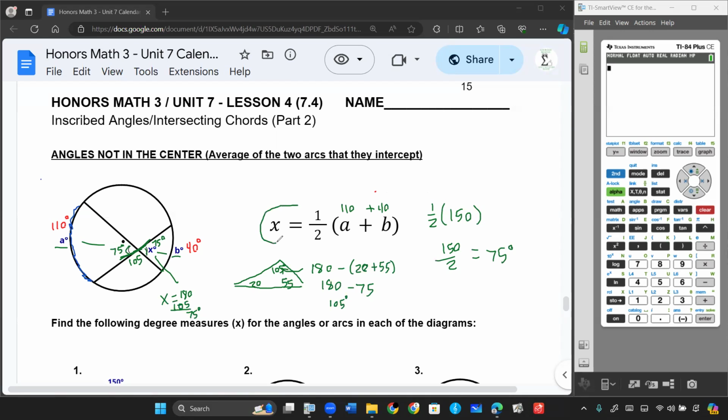So the shortcut really is just add those two arcs on the outside, divide them by 2, and you'll get the angle that is facing those two arcs if it's not on the center. Let's get into a couple examples.